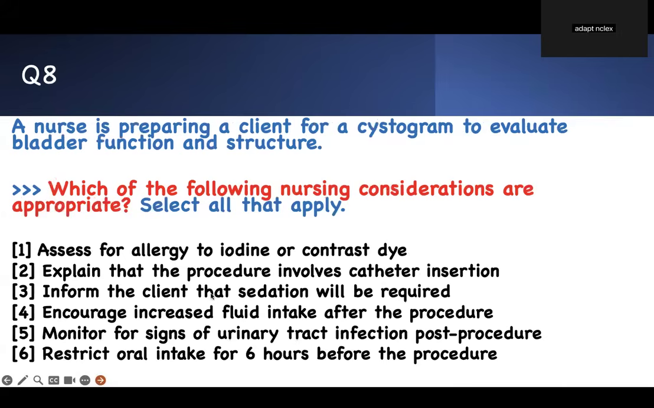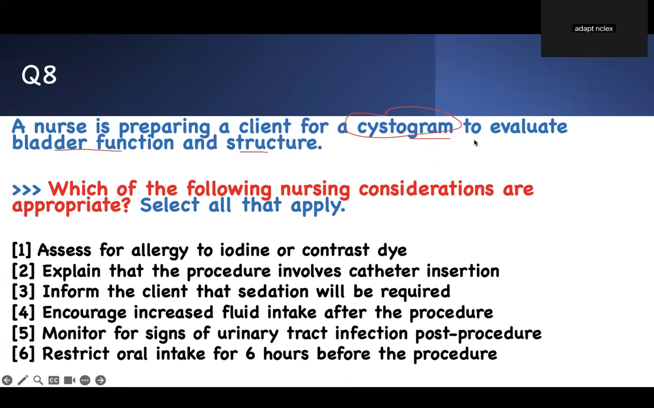Next question. A nurse is preparing a client for cystogram. You may not know it. Don't worry, I'll break it down for you. To evaluate bladder function and structure, which of the following considerations are appropriate? This is a risk reduction question, teaching and education. They said cystogram, and I give you an idea: looking for bladder function and structure.